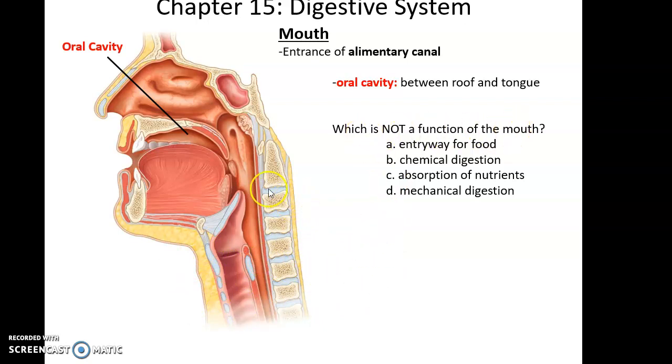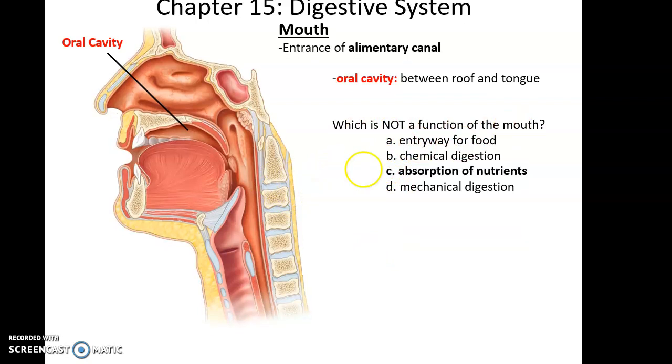So which of these is not a function of the mouth? And the answer is absorption of nutrients. You do not absorb nutrients in the oral cavity. There is mechanical digestion, chewing up, masticating the food. There is some chemical digestion, breakdown of carbohydrates, and again, it is an entryway for food and drink.